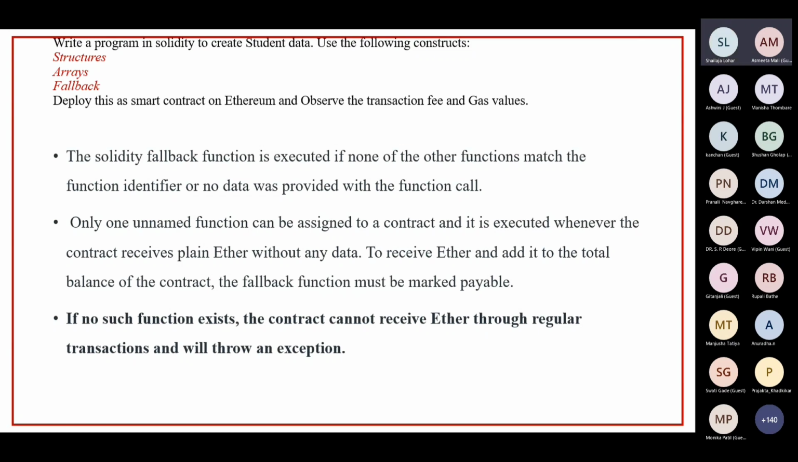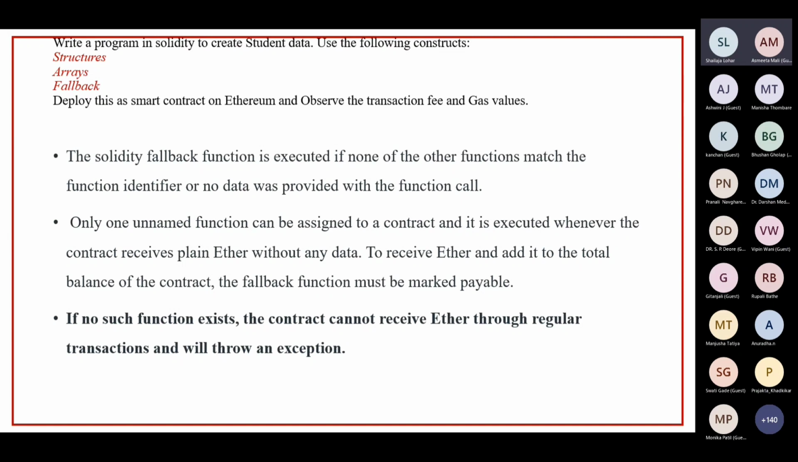See, when we talk about few functions which are defined in your system, in your program, but which are not executable at all, means they don't have any kind of data. So there should be some mechanism to handle that part in your system or your program. So fallback is that function which is going to handle such kind of data or functions. If no such function exists, contract cannot receive ether through regular transaction.